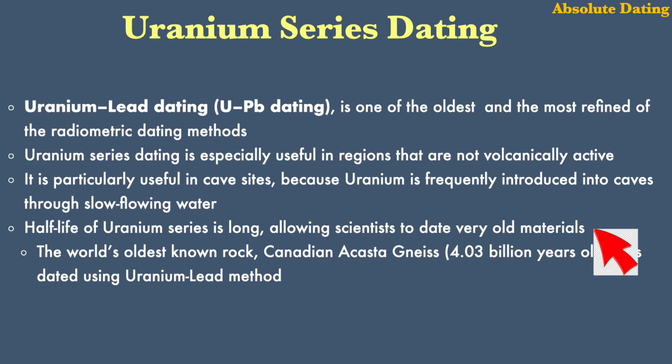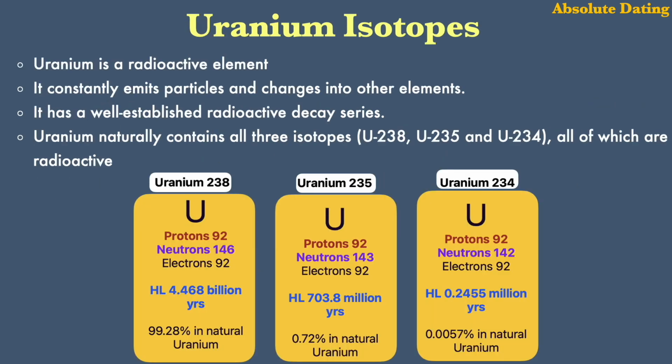The half-life of the uranium series is long, allowing scientists to date very old materials. The world's oldest rock, Canadian Acasta gneiss, which is 4.03 billion years old, was dated by the uranium-lead method. Uranium isotopes. Uranium is a radioactive element. It constantly emits radioactive particles and mutates to other elements. It has a well-established radioactive decay series.